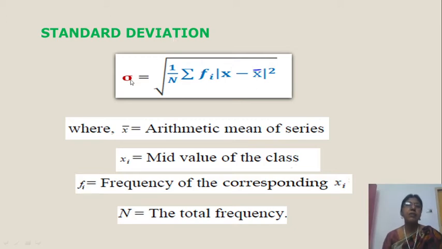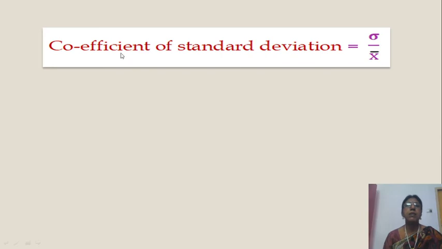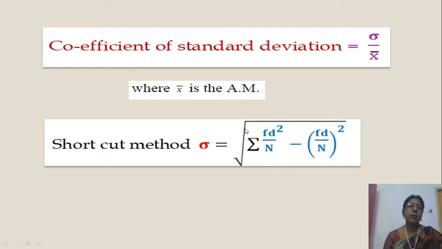This is the first formula for SD, where we use the mean. So you call it the mean method. Now the coefficient of standard deviation is sigma by x bar, where x bar is the arithmetic mean. Shortcut method, take it as the second method. Sigma is equal to root of summation of fd square by n minus (summation fd by n) whole square. Fd means, f means fi, d means xi minus a.